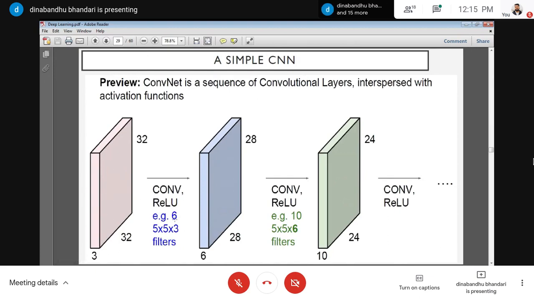We took 6 5 by 5 by 3 filters. So how many activation maps will we get? We will get 6 activation maps. And since we have taken stride 1, we are shifting only one cell. So we will get 28 by 28 by 6.